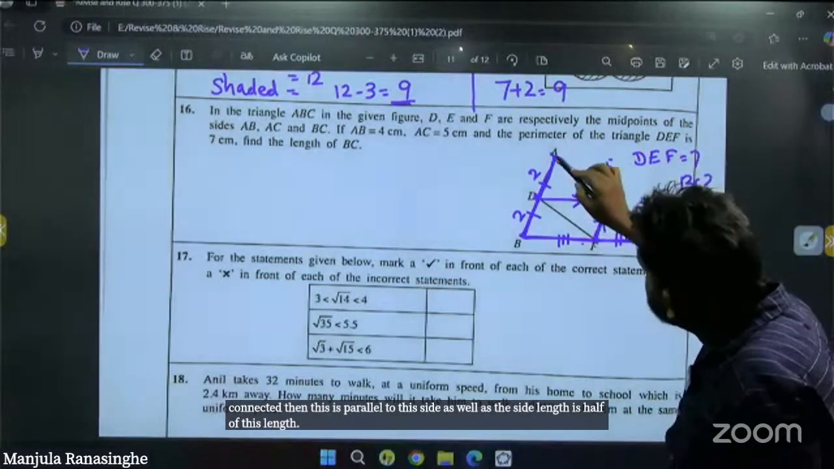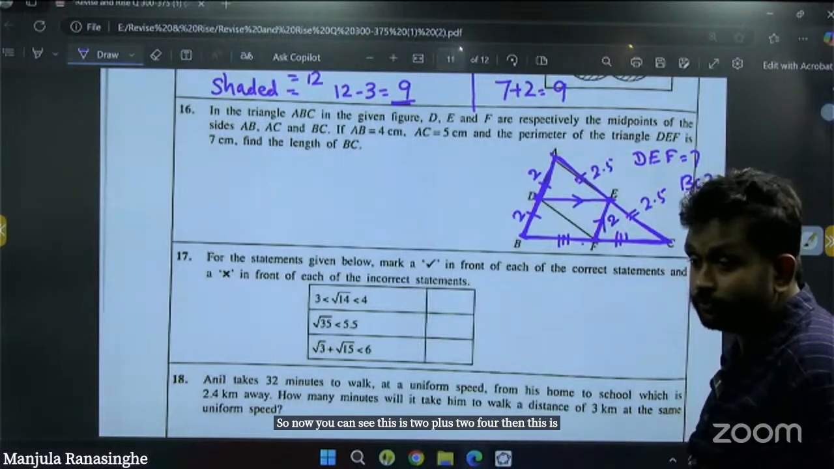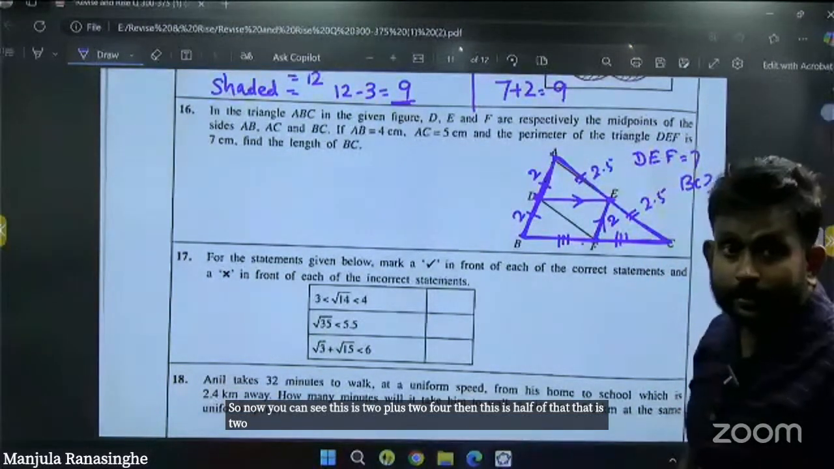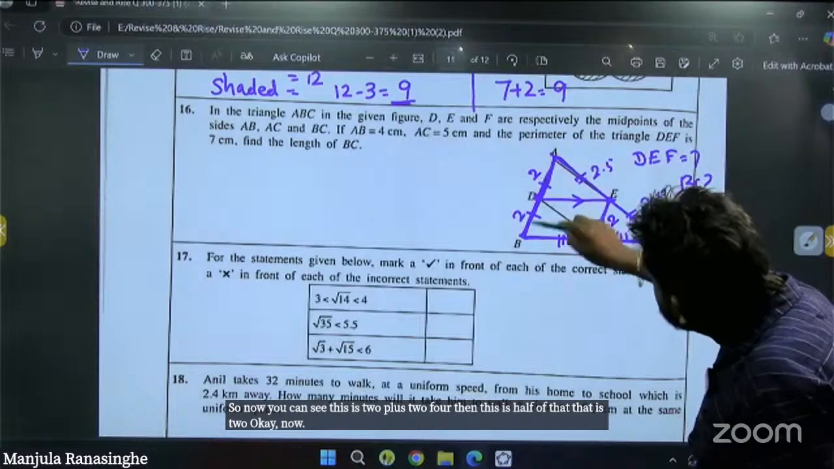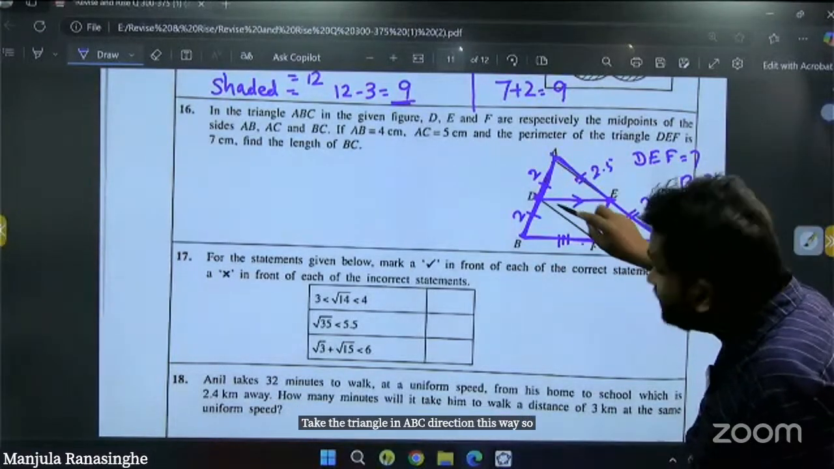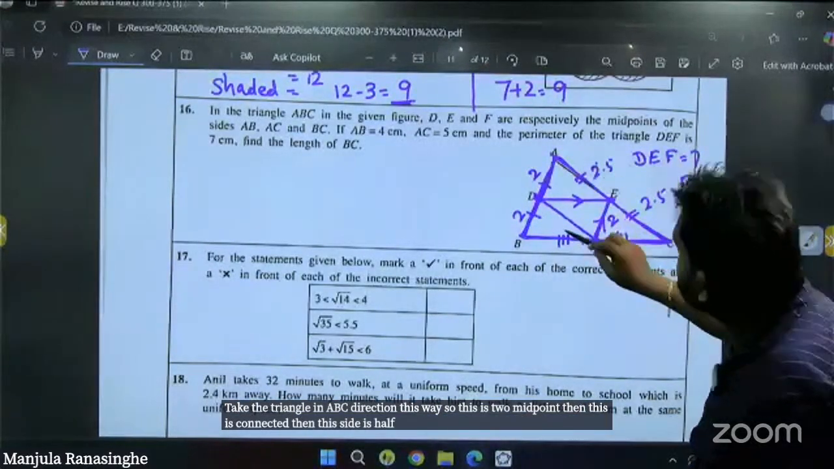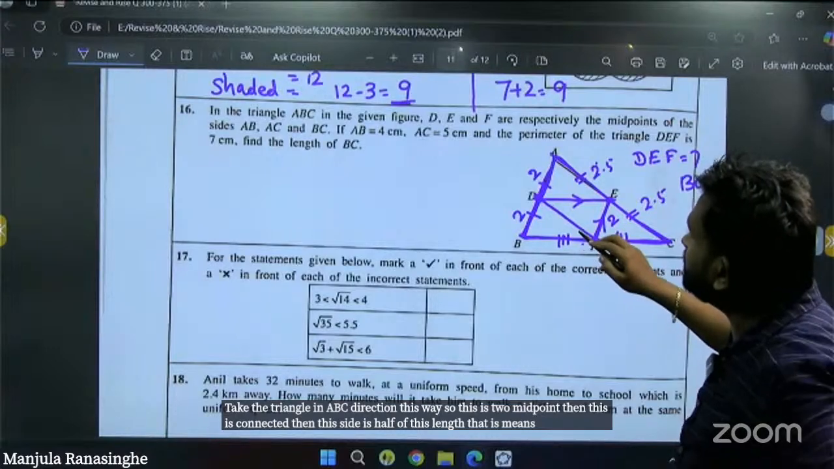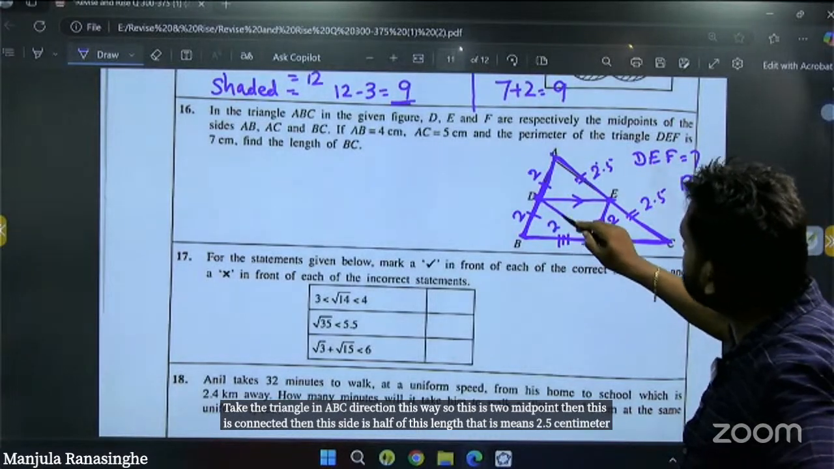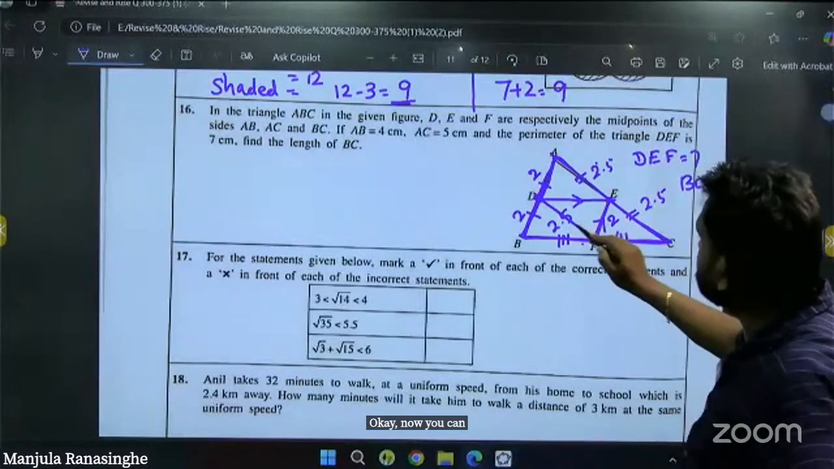So now you can see this is 2 plus 2, 4. Then this is half of that, that is 2. Now check the triangle in ABC direction this way. So this is 2 midpoints, then this is connected, then this side is half of this length, that means 2.5 centimeter, AC is 5, so this is 2.5. Now you can check that here 2, here 2.5.